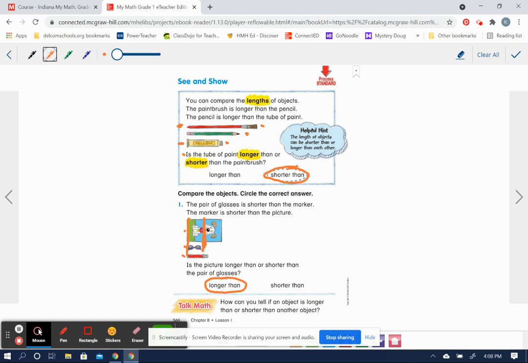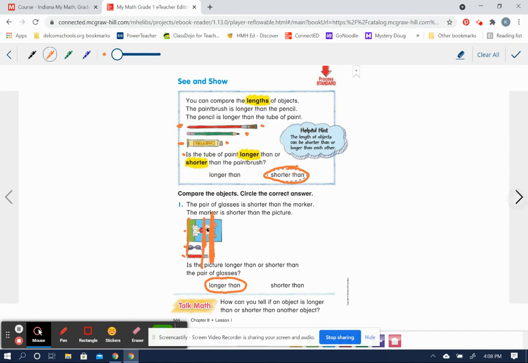Okay. Well, I kind of think I just answered this question down here at the bottom. How can you tell if an object is longer or shorter than another object? And yes, that would be whether or not it sticks out beyond the other one. Okay. Again, if we line up right here, these glasses with the marker sticks out a little farther than those glasses. So the marker is longer than the glasses, but it's not longer than the picture, is it? Because we could line up these two items here, and the picture sticks out farther. So the picture is longer than the marker.